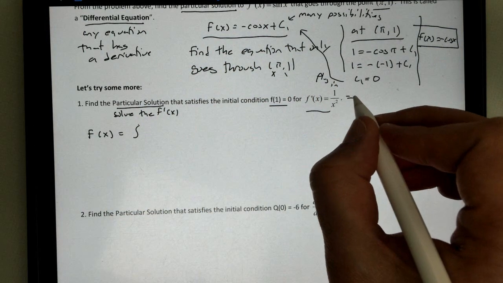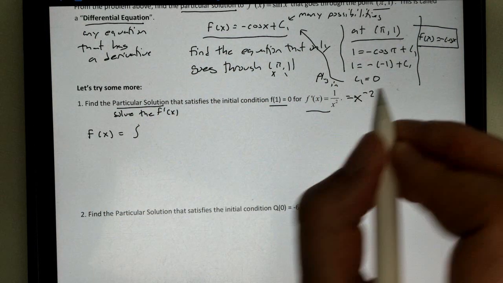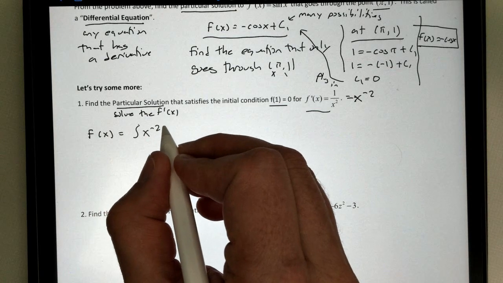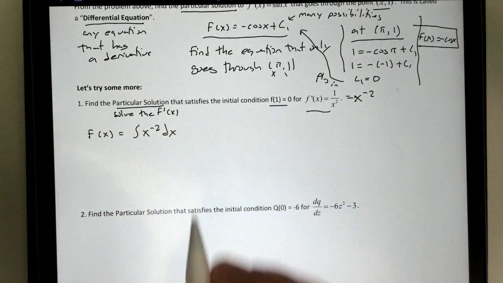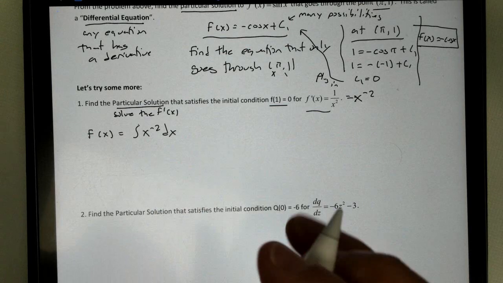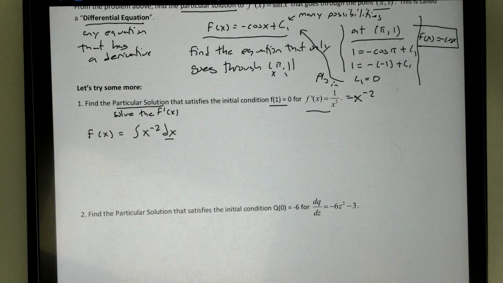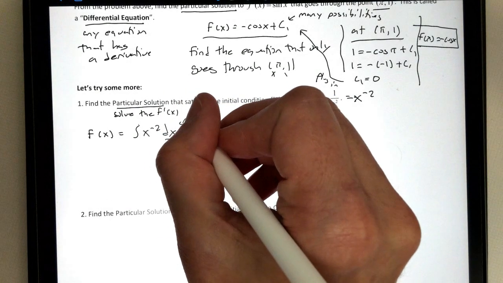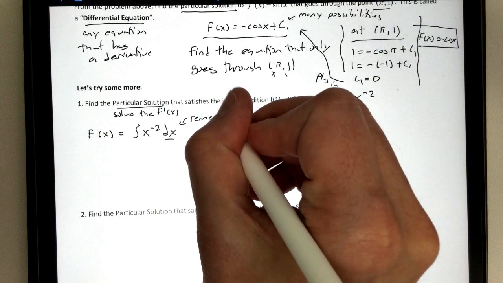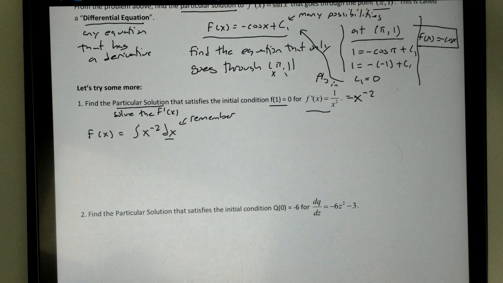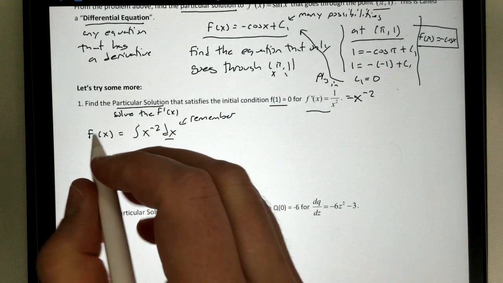Now, 1 over x squared is just x to the negative 2, so I'm going to write it as x to the negative 2 dx. Don't forget the dx. Now, the AP is not going to tell you to do this. You have to remember to write this. Later on, I'll show you where it really comes from.